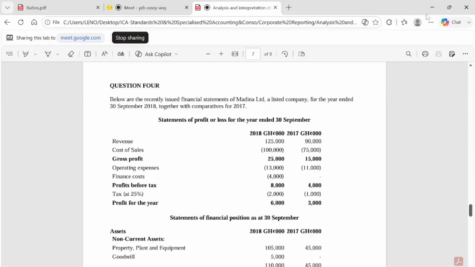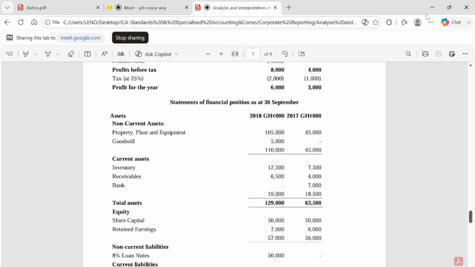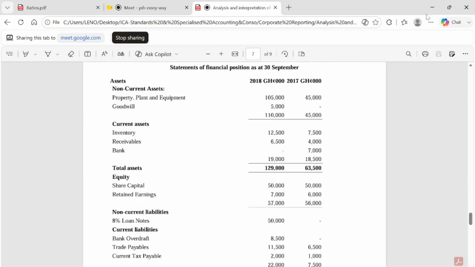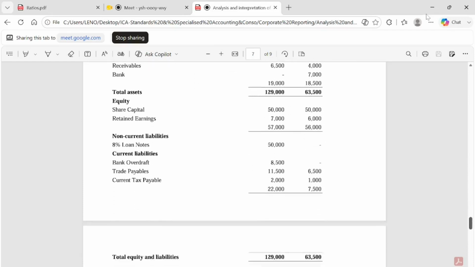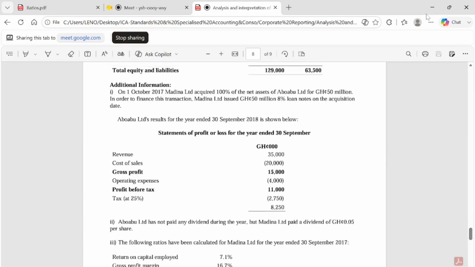Okay, so this is what? This is Madina Limited profit and loss account for year 2017 and 2018. We have the statement of financial position, as you can see it over there. Now, listen to this additional information.